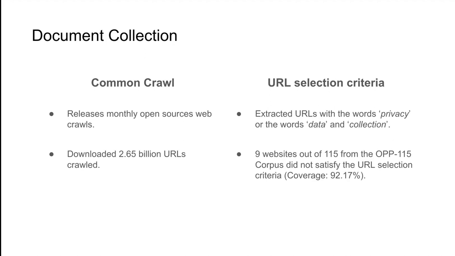And to evaluate this criteria, we just looked at the privacy policies within the OP 115 corpus. The OP 115 corpus is a corpus of privacy policies with fine-grained annotations. We just used this as a test for our selection criteria and found that this criteria had a 92.17% coverage. Although this is not 100%, for our use case, it doesn't really matter because we wanted a snapshot of the web, and 92% was enough.